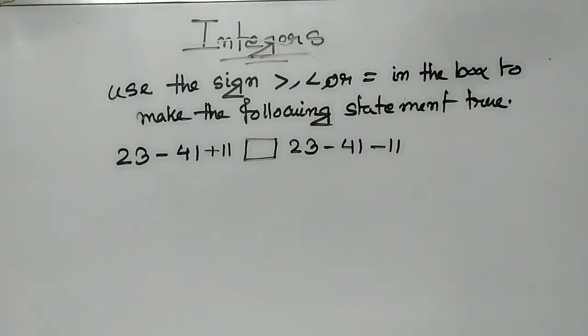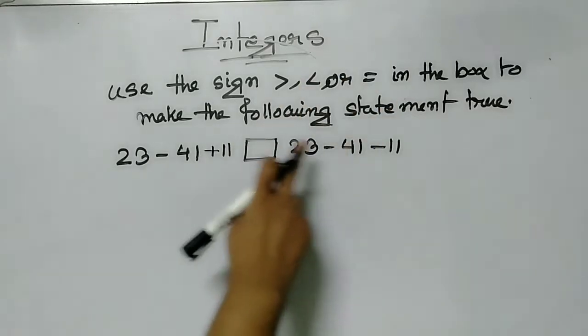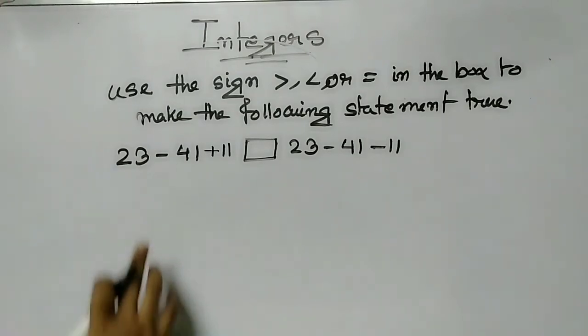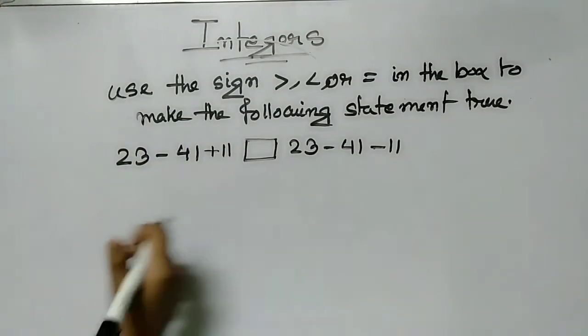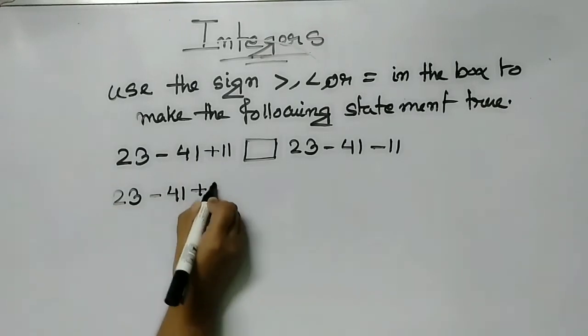Now see the next problem. Use the sign greater than, less than, or equal to in the box to make the following statement true. So what is the statement? 23 minus 41 plus 11. Then we have to put any one of these signs. 23 minus 41 minus 11. So at first we have to calculate this and this. So 23 minus 41 plus 11.